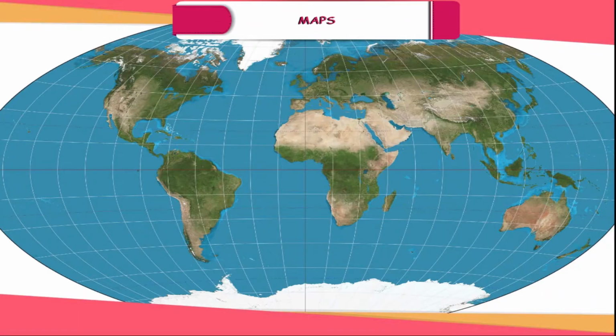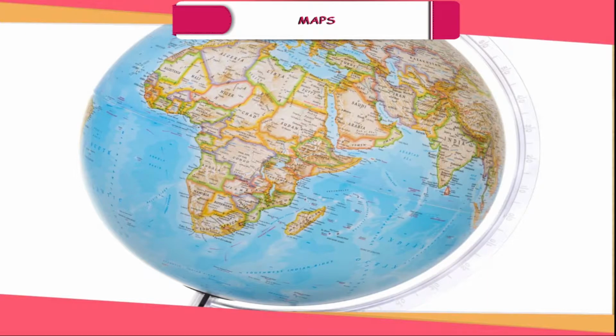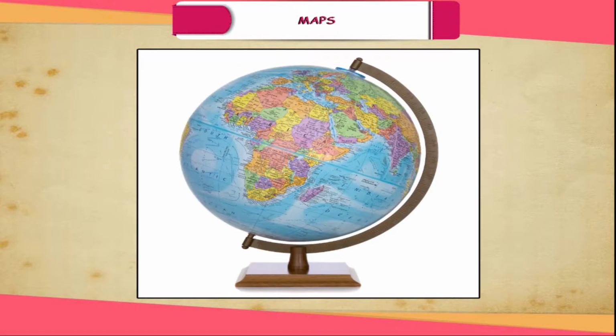Maps. We have already learned that a globe can be useful when we want to study the Earth as a whole. But when we want to study only a part of the Earth, it is of little help. In this situation, we use maps. A map is a representation or a drawing of the Earth's surface or a part of it drawn on a flat surface according to a scale. But it is impossible to flatten a round shape completely.